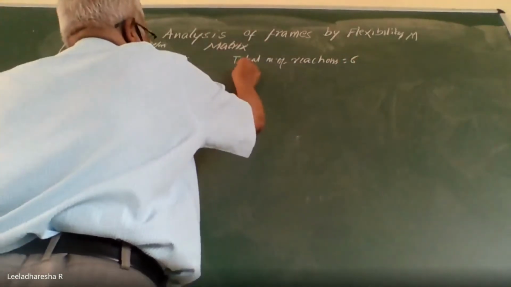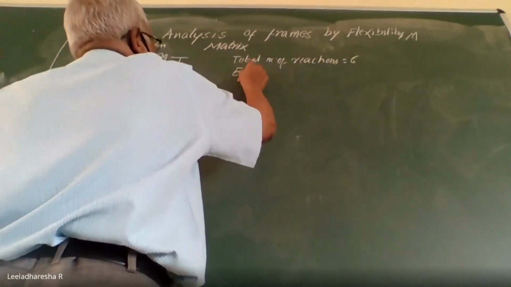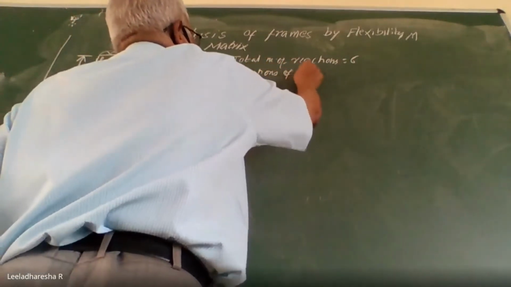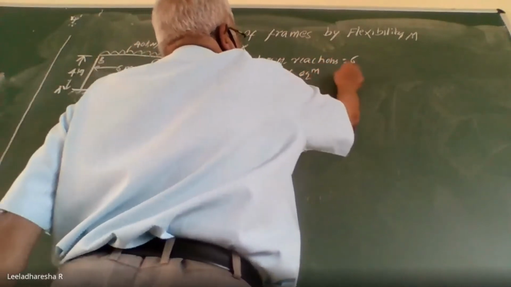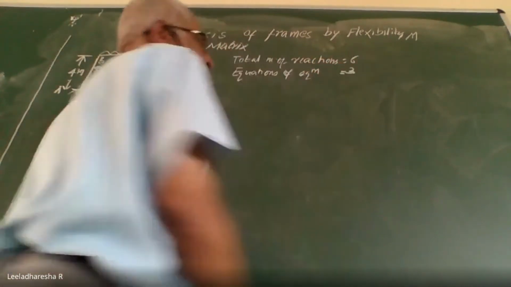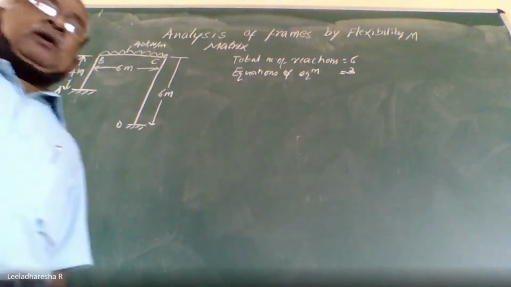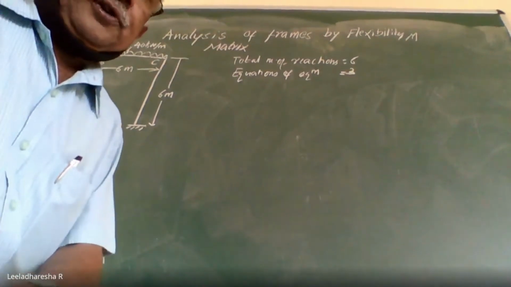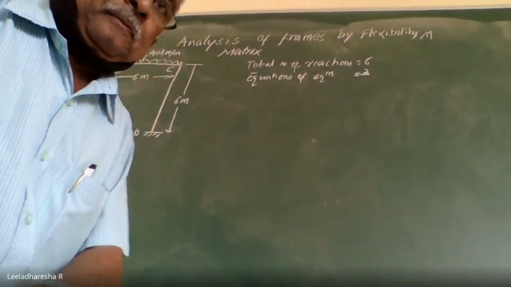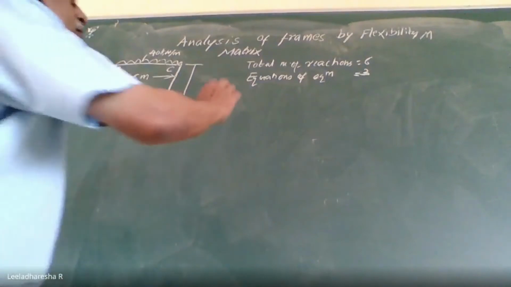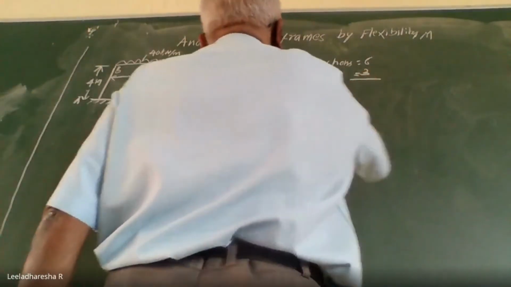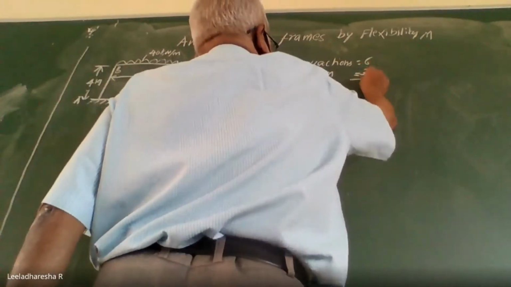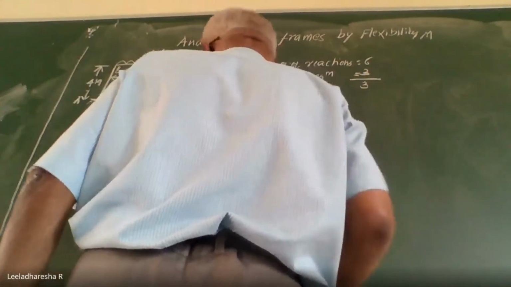How many equations of equilibrium do we have? We have three equations of equilibrium, that is, sigma H equal to 0, sigma V equal to 0, and sigma M equal to 0. Right? So, the degree of indeterminacy, DOI, is nothing but 6 minus 3, that is 3.